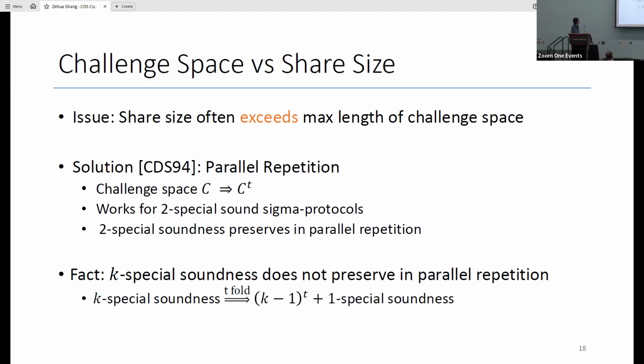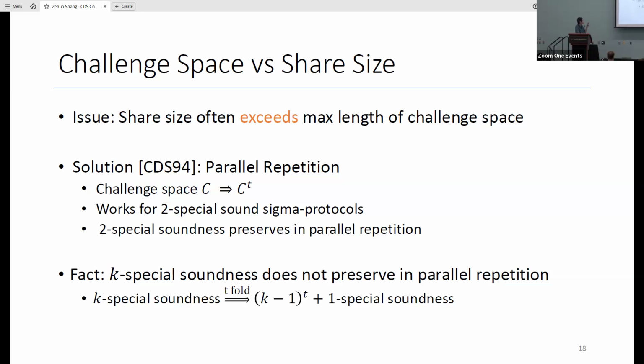Okay, in the end, here is also a small issue where we want to use a secret sharing scheme applied to those composition schemes. That is, the share size often exceeds the maximum length of the challenge space, since for Sigma protocols the challenge space may be very small. And the traditional solution is that we use parallel repetition, which extends the challenge space from C to C to the T for T parallel repetitions.